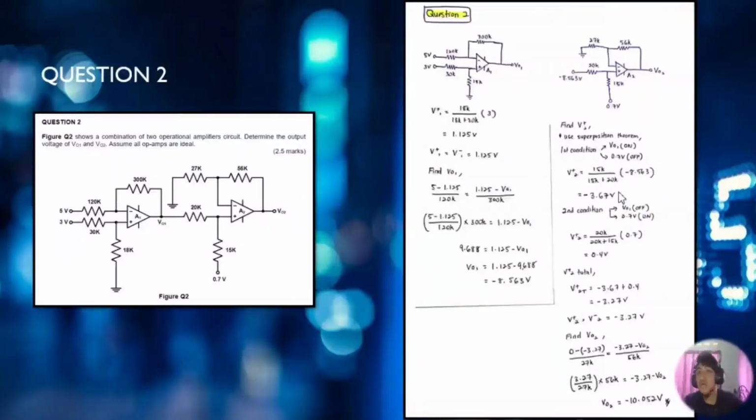Okay, after that we will calculate the value of V output 2 here using also the same formula, which is current in equals to current out. So our current in is 0 because this circuit is connected with ground, so 0 minus the value of V negative, which is negative 3.27, over 27k, equals to V negative, which is negative 3.27, minus V output 2 over 56k. And then after the calculation, we get the value of V output 2 equals to negative 10.052.